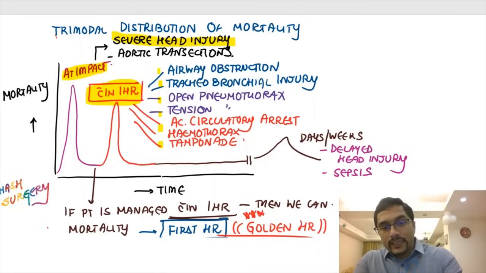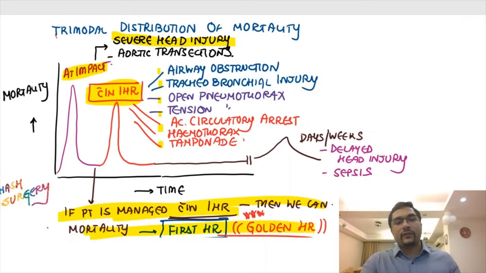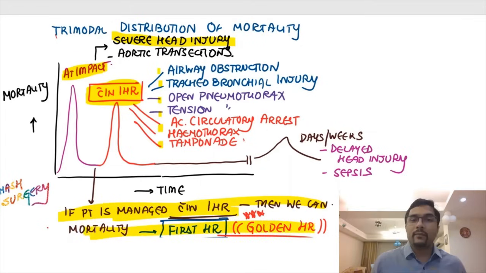So these injuries, if the patient receives proper care within the first hour, can be prevented. Which is why the first hour following trauma is known as the golden hour following trauma. So proper attention during the golden hour can save lives in trauma patients. This question has also been asked in the exam.